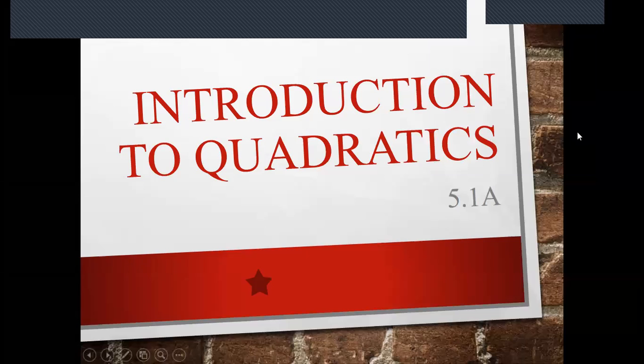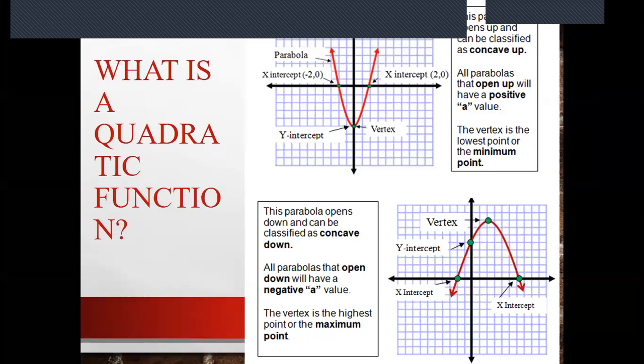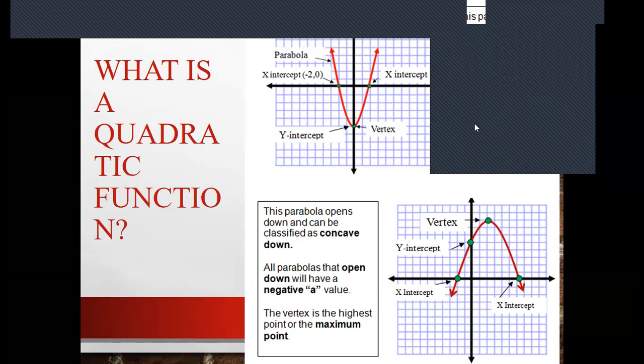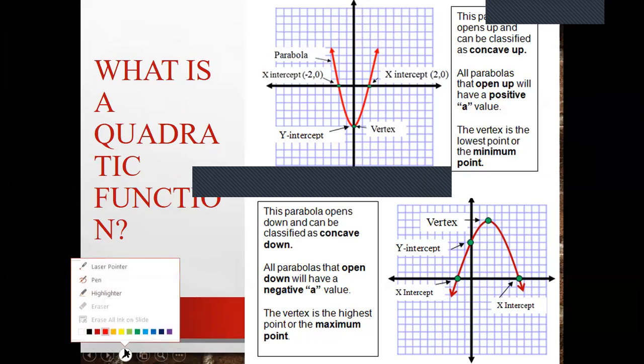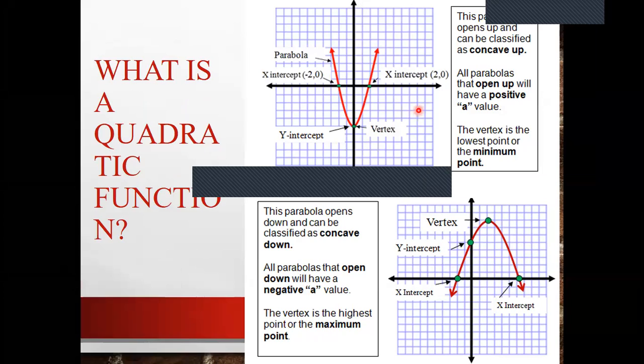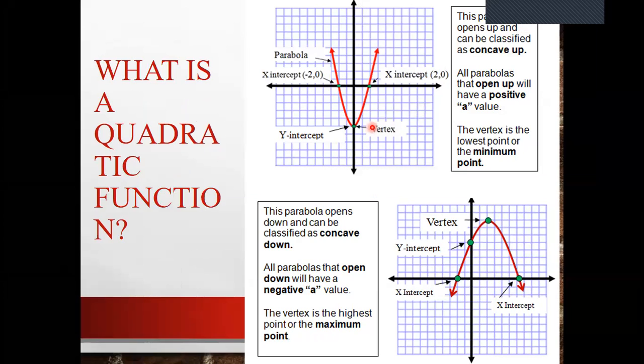All right, Introduction to Quadratics. This is section 5.1a. There's another 5.1b, but starting off, we're going to talk about the attributes of the quadratic. And so for the quadratic, we have key things to be able to identify.